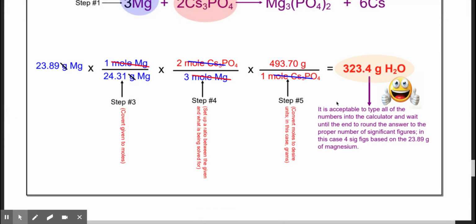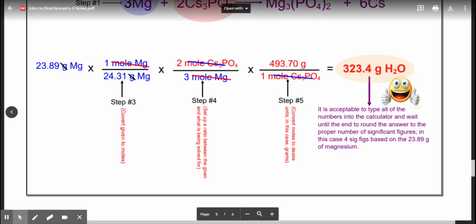As I mentioned previously, it is acceptable to type all the numbers in the calculator and wait until the end to round the answer to the proper number of significant digits. In this case, 4 sig figs based on the 23.89 grams of magnesium. And that's how you complete a stoichiometry problem.